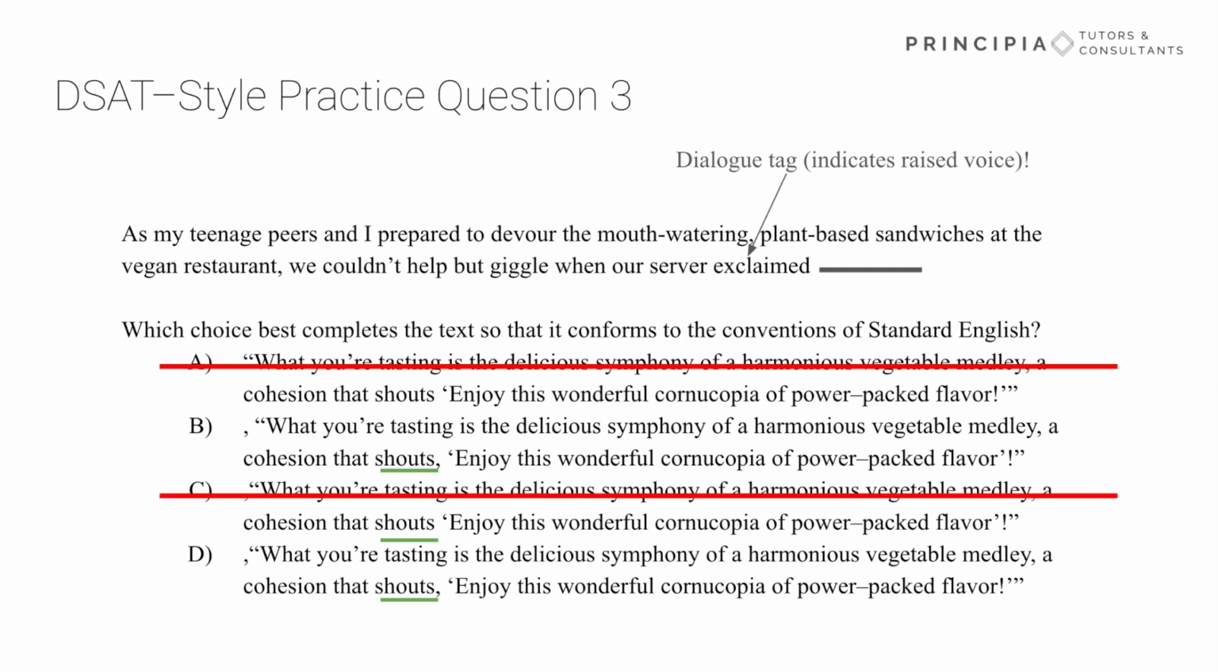Now this is where it gets a bit tricky, and this is why the dialogue tag indicating raised voice matters, so pay attention to that. The placement of the exclamation mark at the end of the sentence is the only distinction between choices B and D. Because exclaimed and shouts indicate raised voices, we want the exclamation point inside both sets of quotes. Choice B would only have it suggesting that the server is shouting. However, since the sandwich is described as shouting, we want both sets of speakers to take on that exclamation mark. Choice B, not doing that, is incorrect, leaving us with D, the final most correct answer.